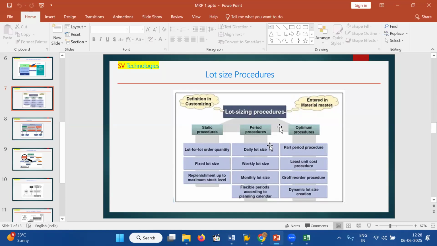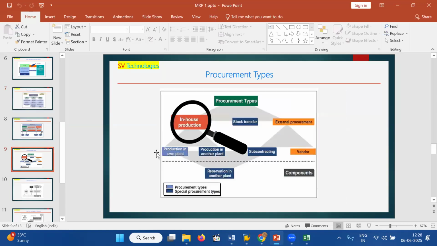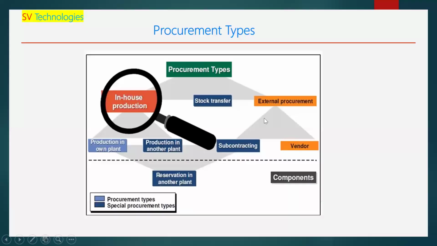These two are very important. And the next important topic is the procurement types, right? So earlier we discussed only two types of procurement. One is in-house procurement, another one is external procurement. Apart from these two, we have some additional procurement types.